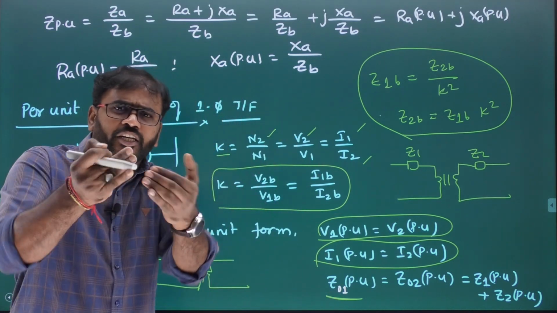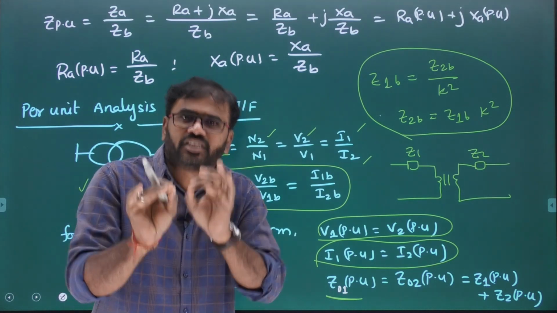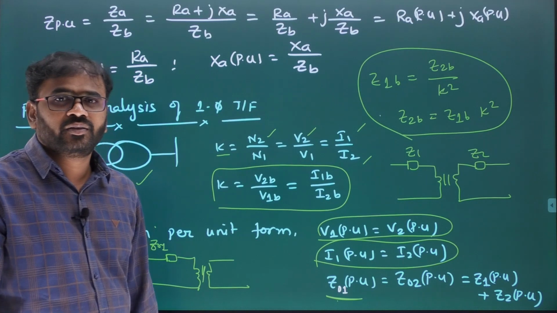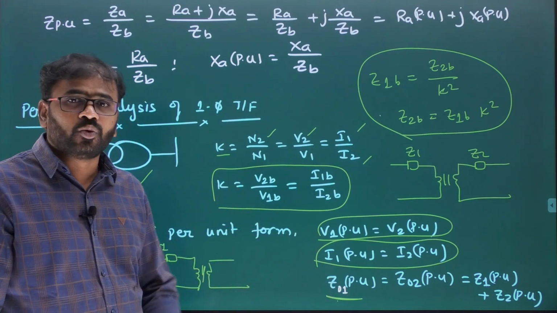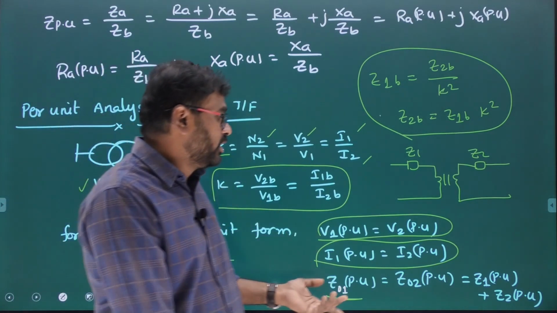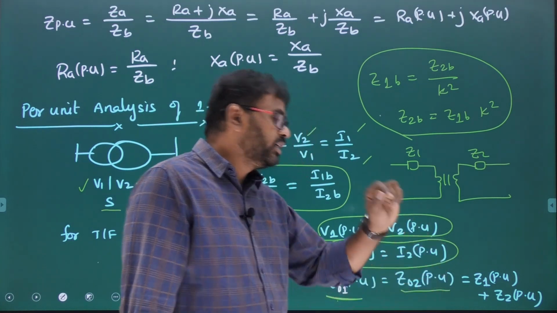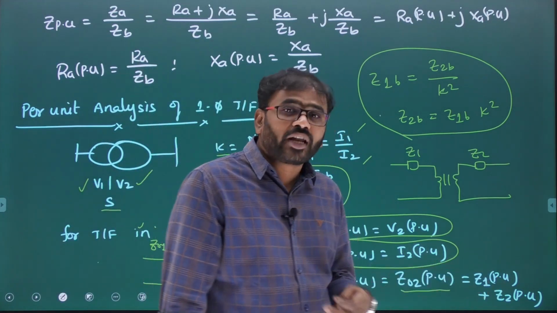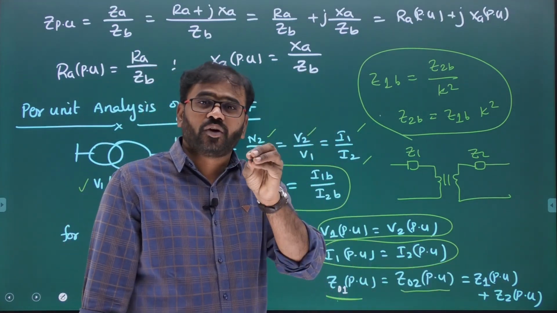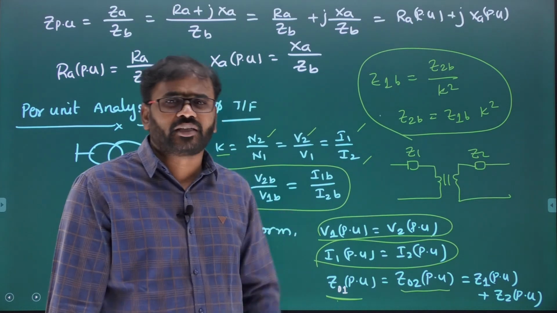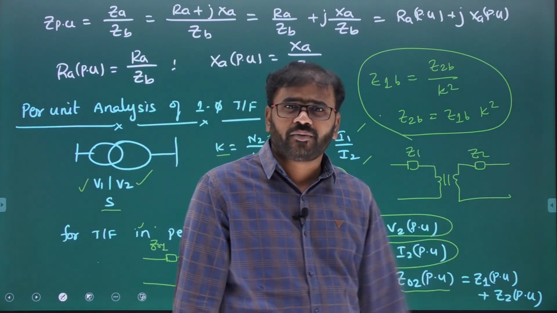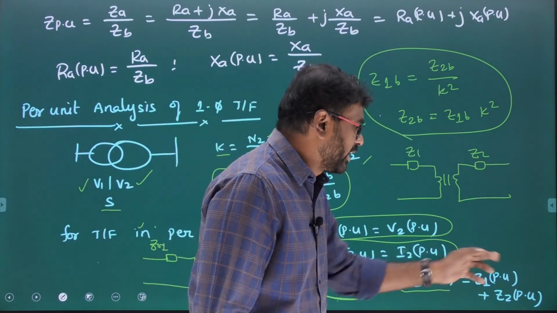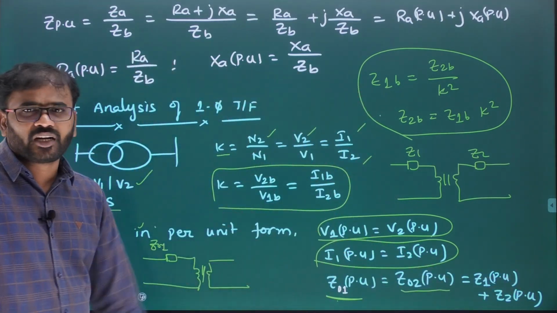If something is given, you need to understand whether it is Z1 or Z2 or Z01 or Z02. If I want to mention Z01 in the problem, I will clearly say the impedance of the transformer referred to primary. If I want to mention Z02, I will clearly say the impedance of the transformer referred to secondary. Suppose I want to say Z1 and Z2, what I will say? The impedance of the transformer of primary, otherwise primary impedance of the transformer, otherwise secondary impedance of the transformer. That's why be careful, sir.